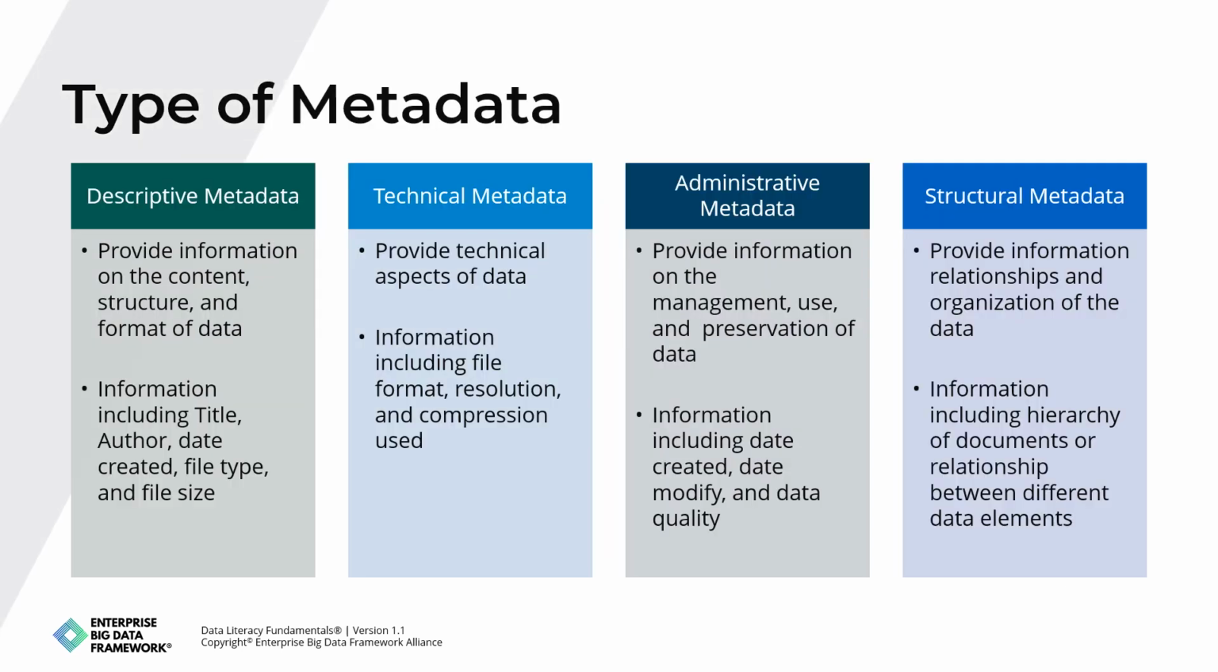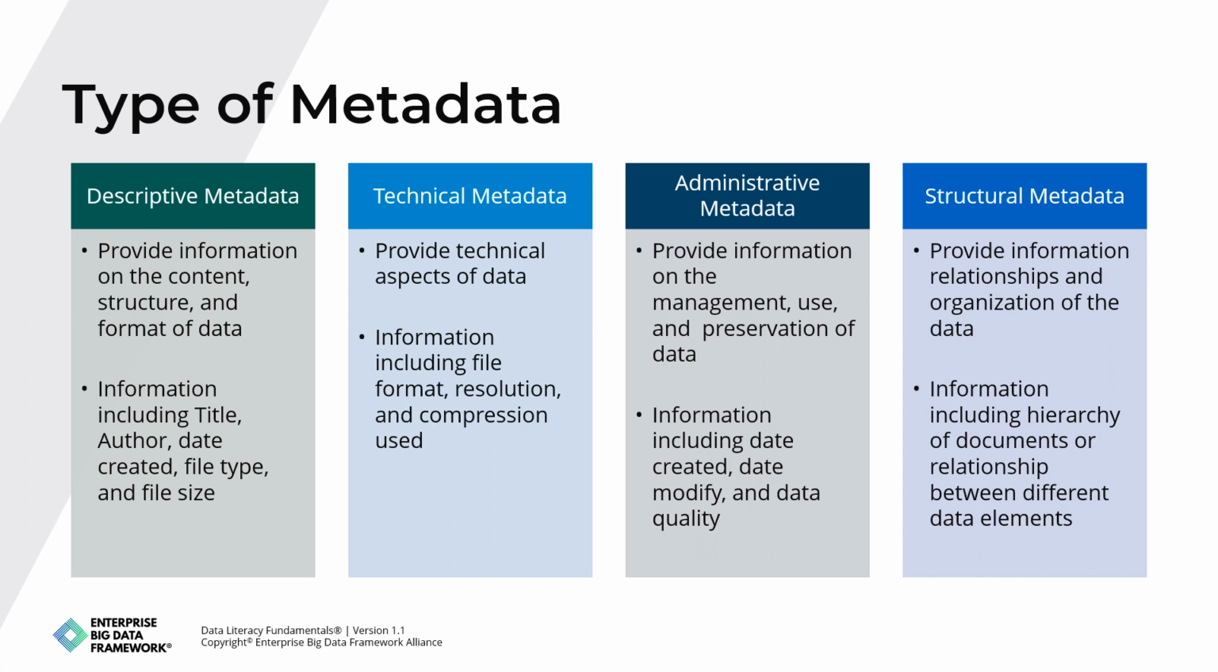There are different types of metadata, including descriptive metadata. This type of metadata provides information about the content, structure, and format of the data. It includes information such as the title, author, date created, file type, and file size. Then we have administrative metadata. This type of metadata provides information about the management, use, and preservation of the data. It includes information such as the date created, date modified, and data quality.